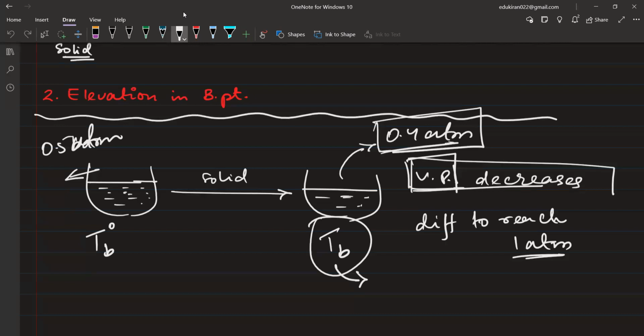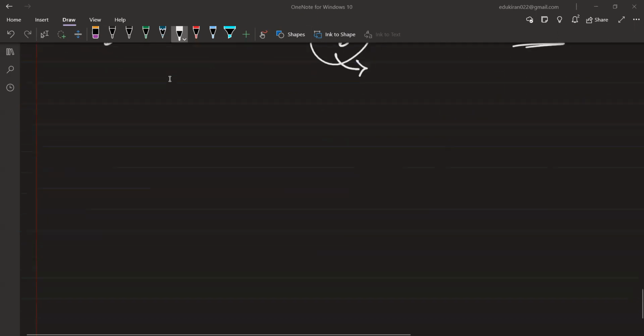All of you understood how elevation in boiling point happens? Yes or no, please tell me. The reason is the decrease of vapor pressure. Remember this: vapor pressure decreases, and that is why it is difficult to reach 1 atm. All of you got this? Austin, Iram, Fahad, Faiza, Rabia, and Tarif: yes, sir. What about the others? Okay. Now please write elevation in boiling point.